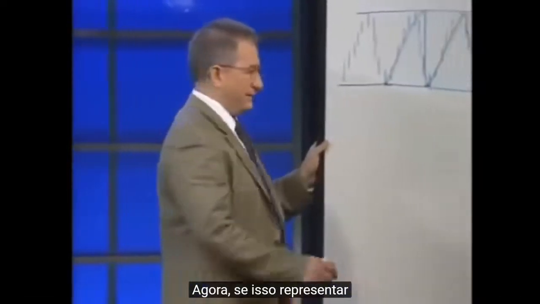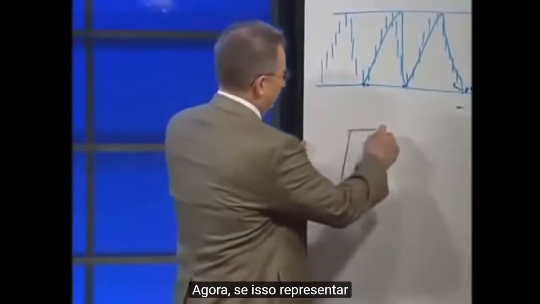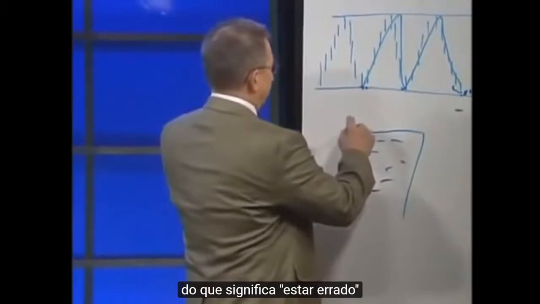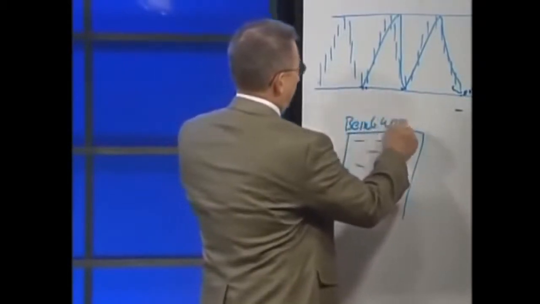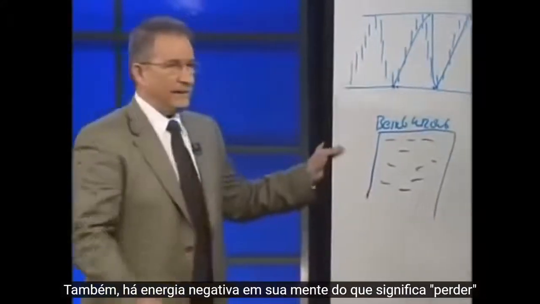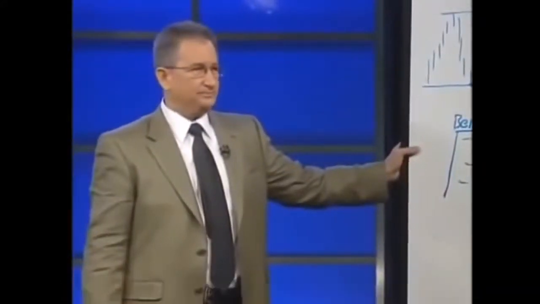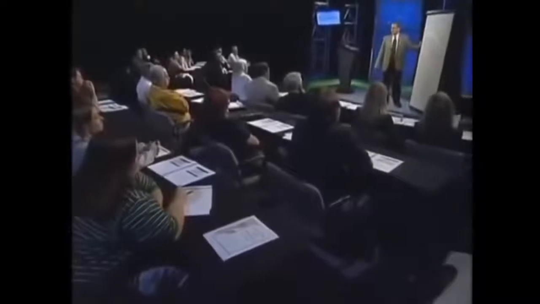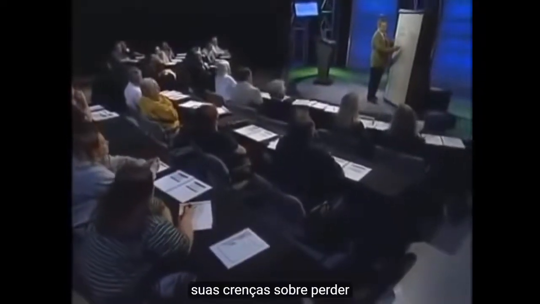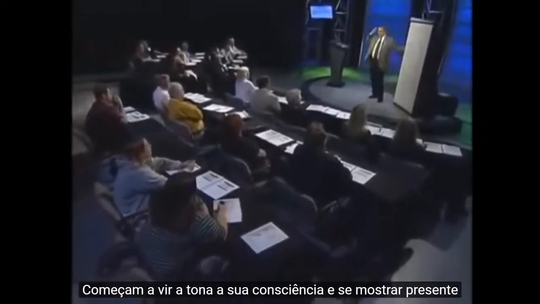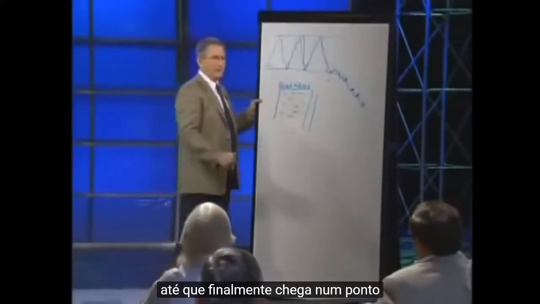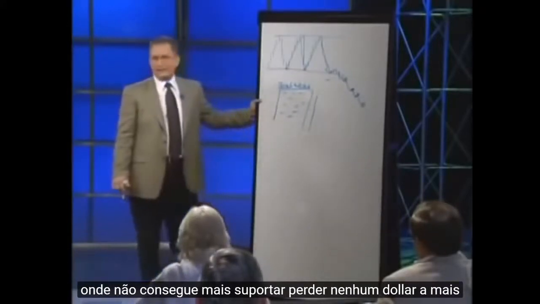Now, what ends up happening is this: if this were to represent all the negative energy inside of his mind of what it means to be wrong, there's also negative energy inside of his mind about what it means to lose. And as the market moves further and further against his position, his belief about losing will start to gain more and more significance and rise to the forefront of his consciousness and make its presence known, until finally he gets to a point where he cannot stand losing one more dollar.